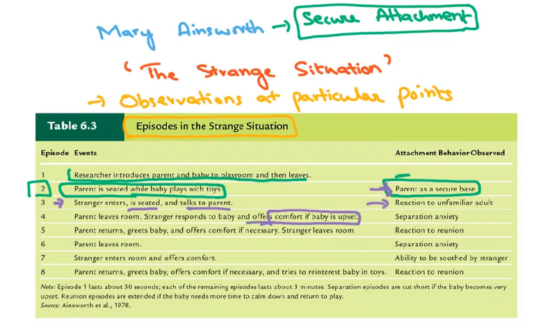Here, the observation that you're trying to look at is separation anxiety. So, does the child get upset when the caregiver leaves? How do they react to a caregiver versus a stranger? Are they different in how they react to a caregiver versus how they react to a stranger, or is it the same sort of behavior, right? The fifth part of it is that you have the parent return and greet the baby and offer comfort, and the stranger leaves the room. Now, this is very, very important.